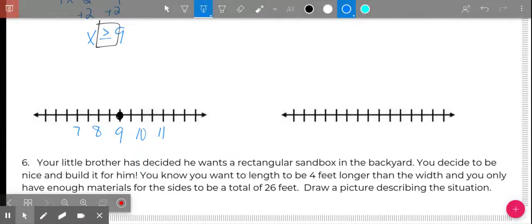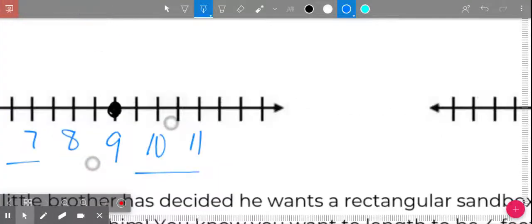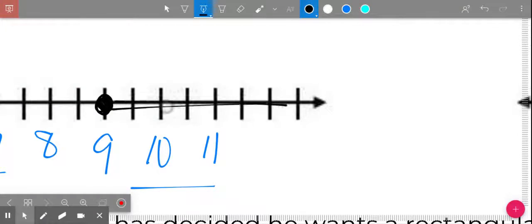All right, so like I was saying, we want all the numbers that are greater than or equal to 9. Well, 7 is not greater than or equal to 9, so we're not going to shade that side. Whereas on this side, 10 and 11 are both greater than 9, so those are solutions. So we're going to shade all of those solutions.